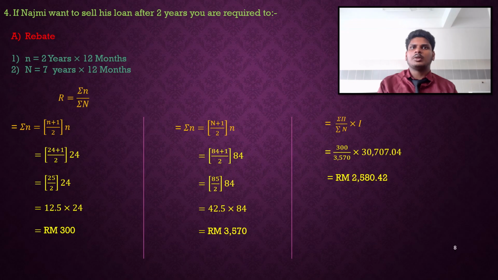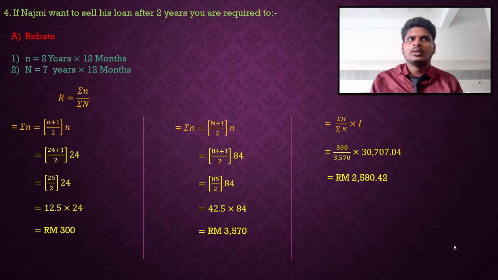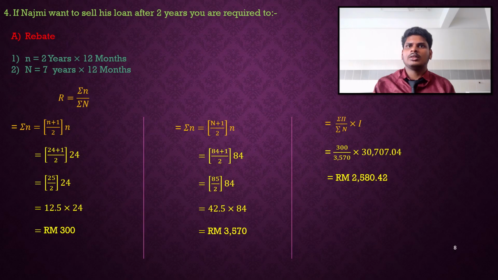Now let's explore what happens if Najmi decides to settle the loan after 2 years. This involves calculating the rebate and the early payment amount. If Najmi repays the loan early, he is entitled to a rebate on the interest. To calculate this rebate, we use the Rule of 78 method.